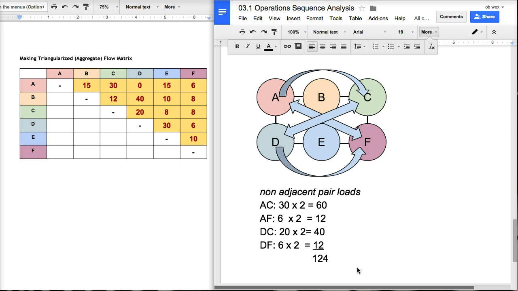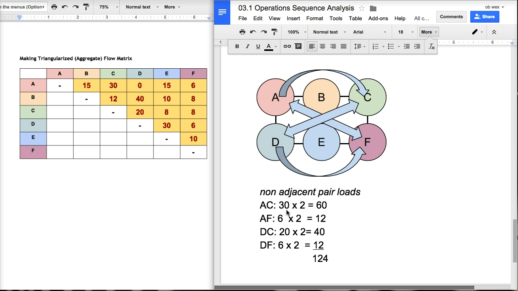That 124, I can't apply any particular units to it. It is just a weighting, a metric that I can use to compare different layouts to one another. If we think about the overall goal of this exercise, it is to reduce the amount of traffic that people have to travel between all of these different buildings. We want to lay out the buildings in such a way that we bring that non-adjacent weighting as low as possible. And if we think about it, that makes sense.